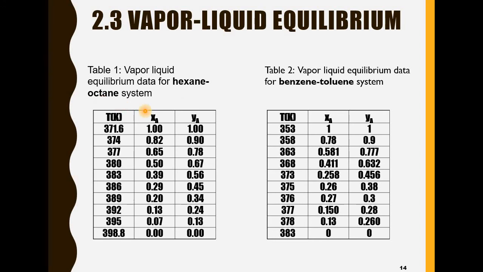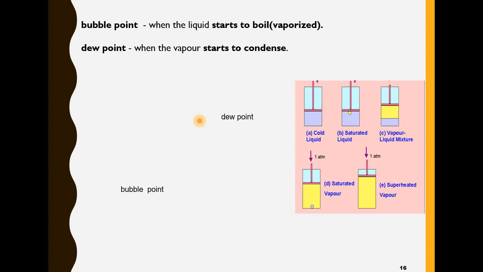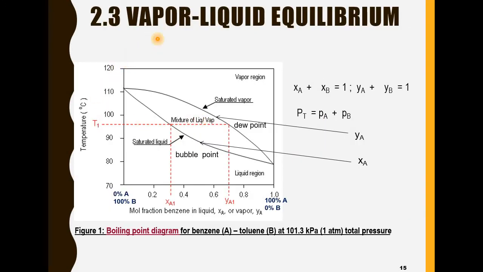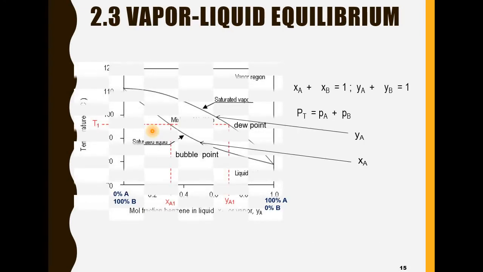So we are only interested in component A only. This is the temperature. At each temperature we know the fraction of component A in the liquid and also the gas. X is liquid, Y is gas. The same goes for this one, which is the benzene and toluene system. So when we have this vapor liquid equilibrium data, we will construct a graph with this data.